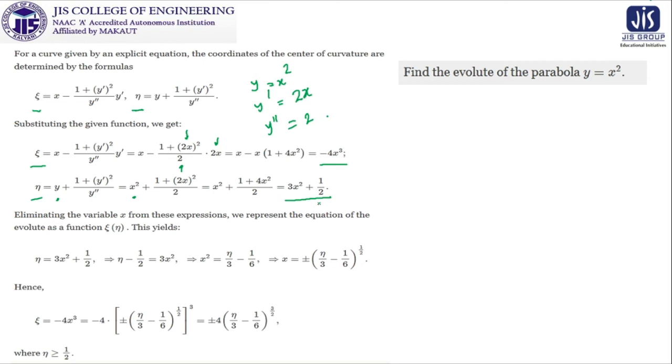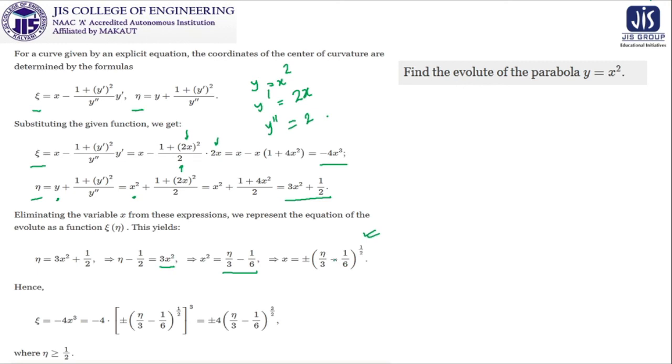It completely depends on the problem, or on the calculation, or on the person who is doing it. So when we are taking this relationship, we can write that η minus half is equal to 3x square. So x square is equal to η by 3 minus 1 by 2 by 3, which means 1 by 6. So x is equal to plus minus this to the power half.